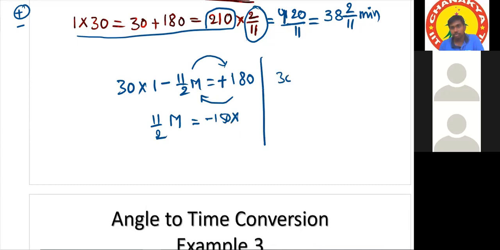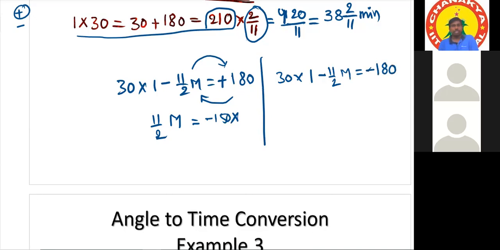30 into h is 1 minus 11 by 2. Then I got it, sir. I transported 30 to that side. You have subtracted 30 from 180. Yes, sir, I've subtracted 180 minus 30. Then I got 150. And then it will be negative 180.